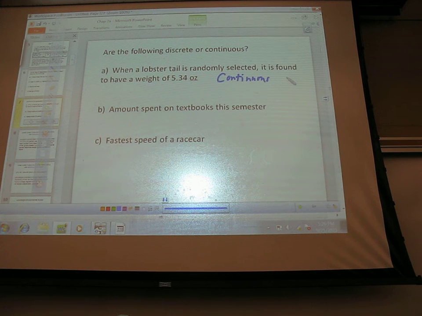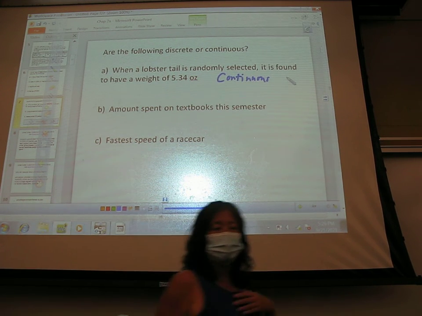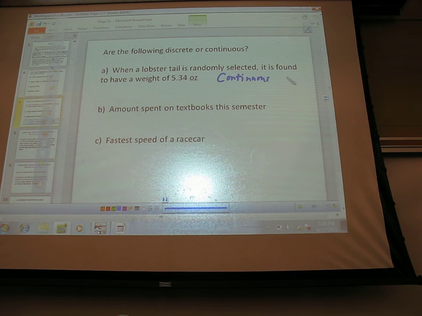Now, if continuous, did anybody say we rounded to the nearest hundredth? So we discretized it, so it's discrete. You can absolutely do that. That'd be full credit on the exam as well. Because we rounded it to the nearest hundredth of an ounce, we've discretized it. So now that makes it discrete when you round like that.